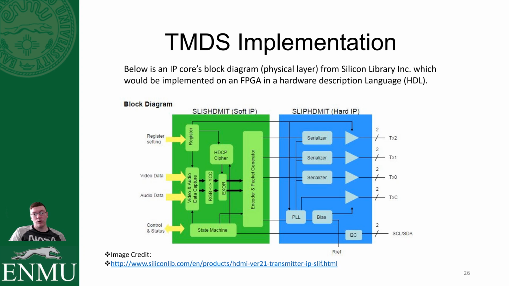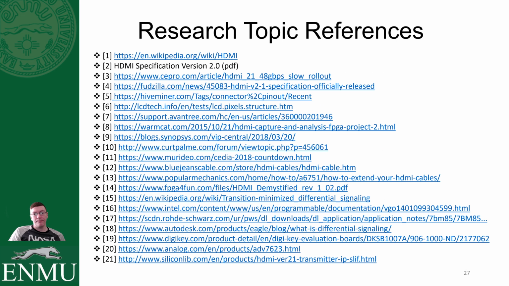The reason they have these split up into two IPs here is, I think, the soft one could probably be used for DisplayPort as well. And then the hard one is where you finalize those signaling types for HDMI. You might swap that hard IP out for a different one if you were going to work with DisplayPort or some other video transport. And so that's an example of a block diagram of the IP cores that would be implemented onto an FPGA. And that's essentially all I've got for this topic.